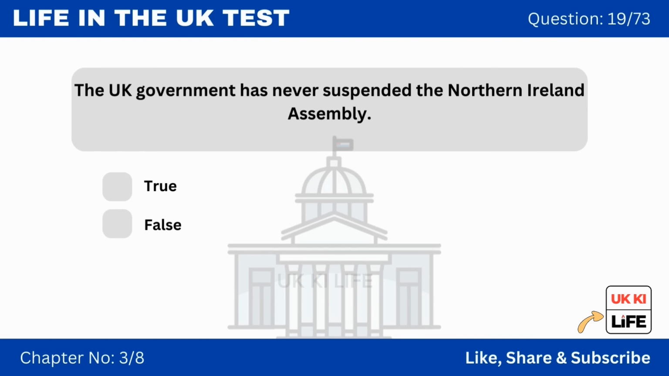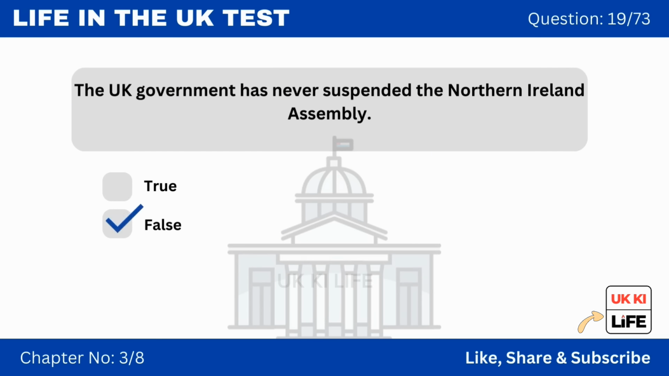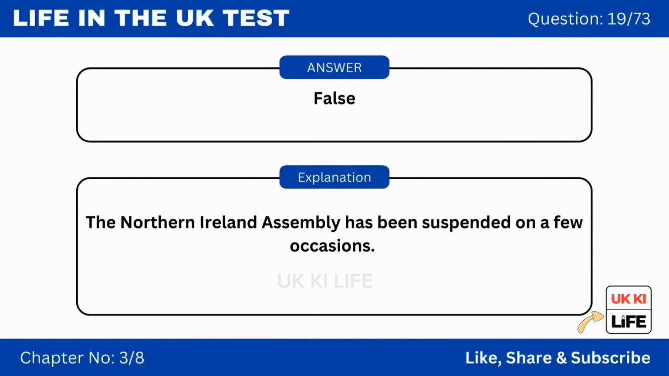Question 19. The UK government has never suspended the Northern Ireland Assembly. True. False. The correct option is B. Explanation. False. The Northern Ireland Assembly has been suspended on a few occasions.